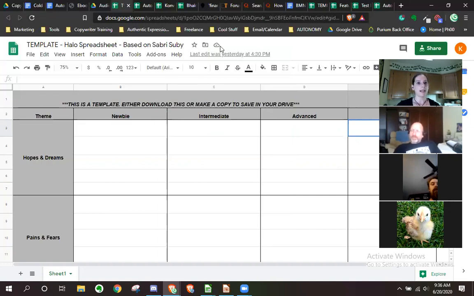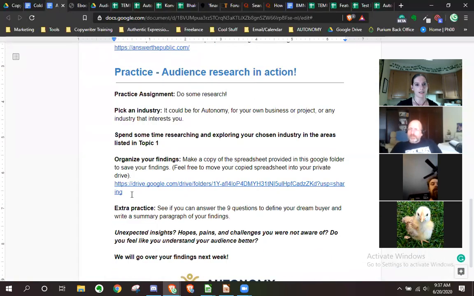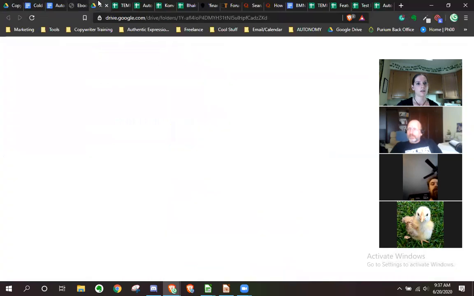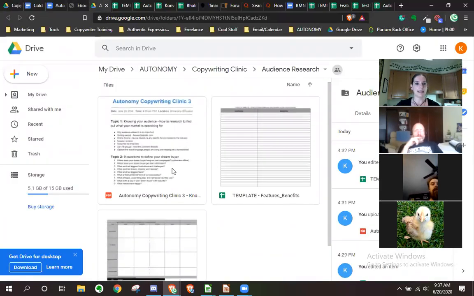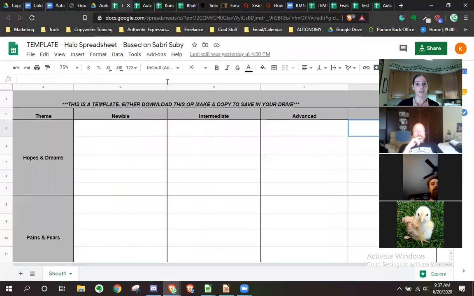So at the bottom of here in your handout, there's a link to the shared Google Drive. And within that, there we go. Got the handout from today. I'll go over the features and benefits spreadsheet in a little bit, and then the Halo spreadsheet is there. So all I ask is that you make a copy of it. You can either download it to your own computer or make a copy of it and save it in your own drive so that we're not overrunning this template.